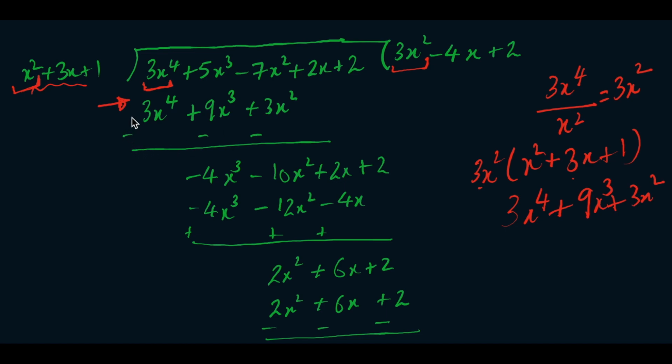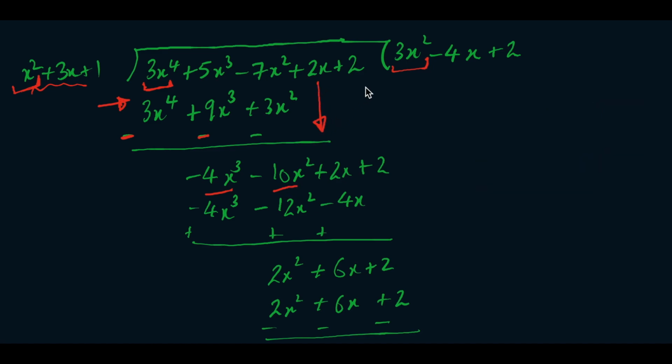Here there is a plus sign, so we write a minus sign here. This is also plus, so we write a minus. This is plus, so we write minus. So this 5 minus 9 becomes minus 4x cube. This minus 7 minus 3 gives us minus 10x square. This 2x will directly come down and similarly this 2 will also come down.